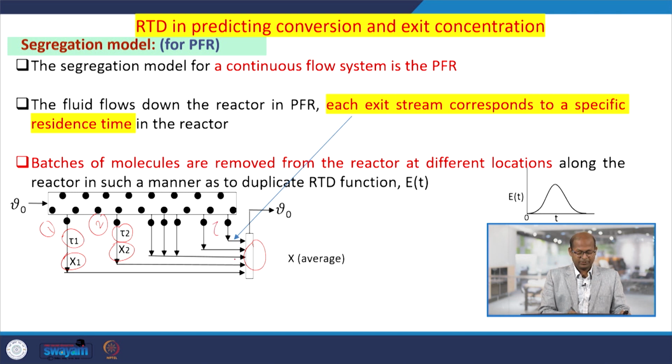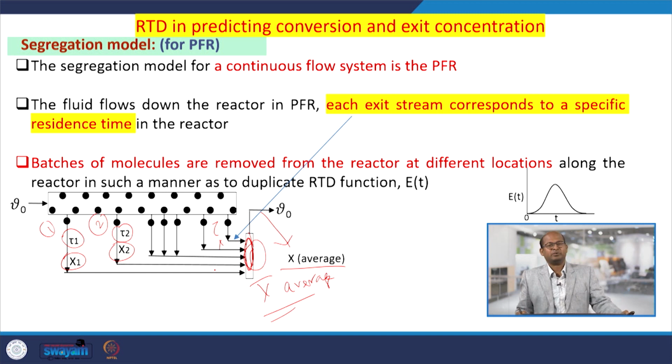So, here space times and corresponding conversions from the outlets, after mixing all points, we will get the average conversion. So, if we sum up x 1, x 2, x 3, up to x n, and after that take the average, then we will get the average conversion for that particular system. This is the model system.